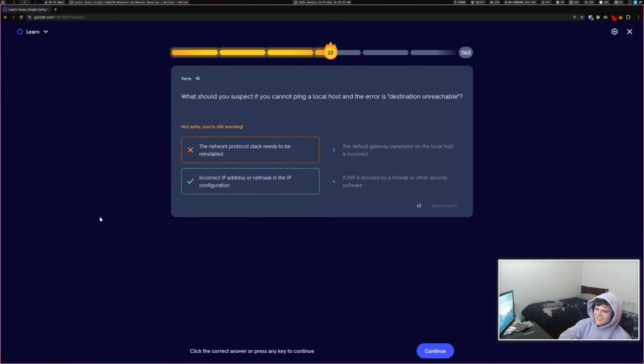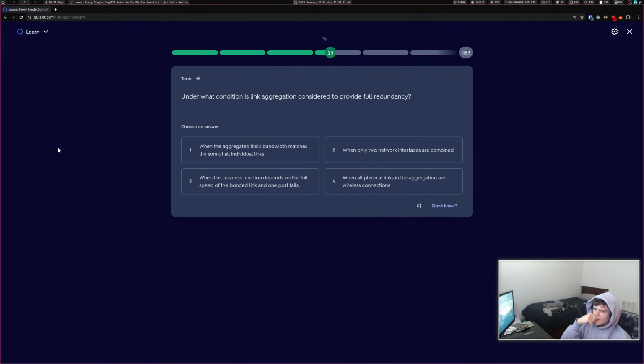It's over! Okay. I remember there being one where it was talking about how... I remember there being one where this is the answer, but I forget exactly which one it was. And I guess it's not this one, so it's an incorrect IP address or net mask in the IP configuration. Whoopsie daisy. Under what condition is link aggregation considered to provide full transparency?